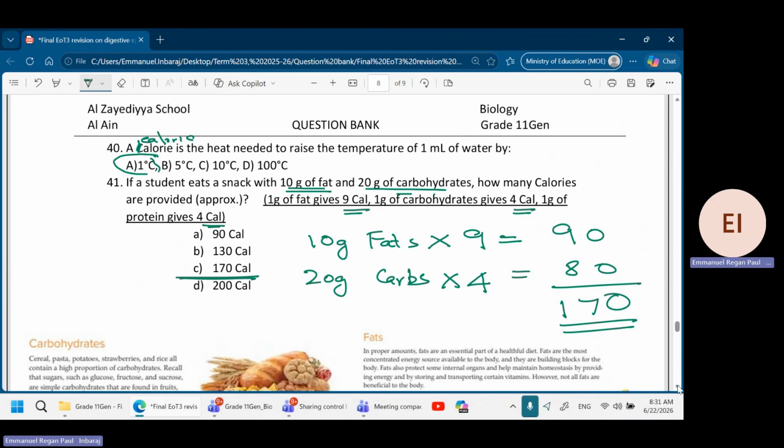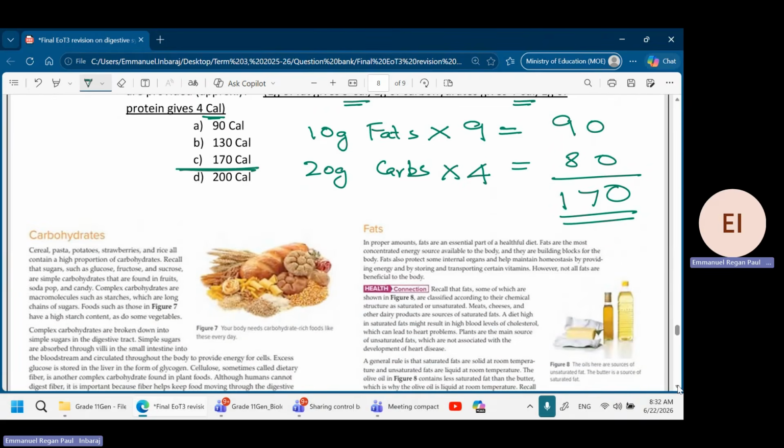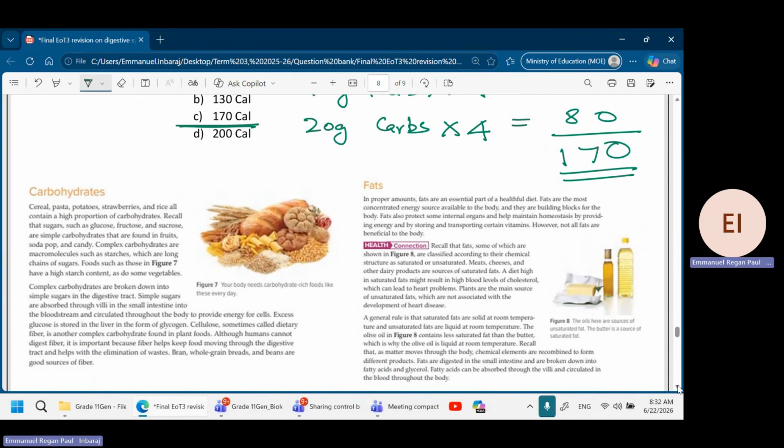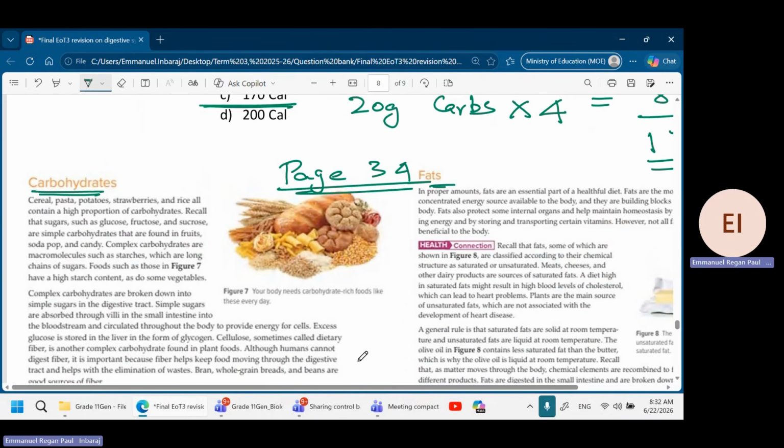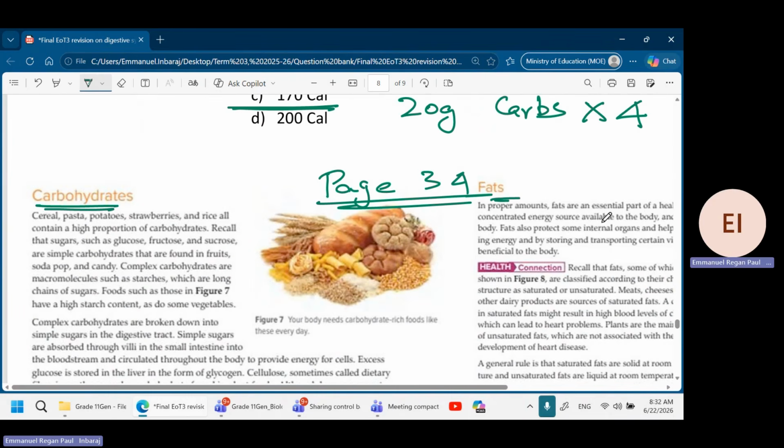Question number 41. Now let's move on to page number 34. Both of them are there on page number 34. So this is about carbohydrates and fats. Okay, so let me first zoom only to carbohydrates. We'll finish carbohydrates and then we'll go on with fats.